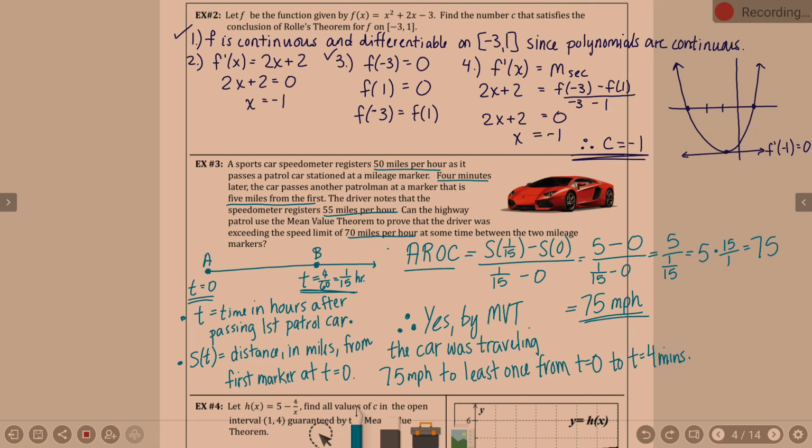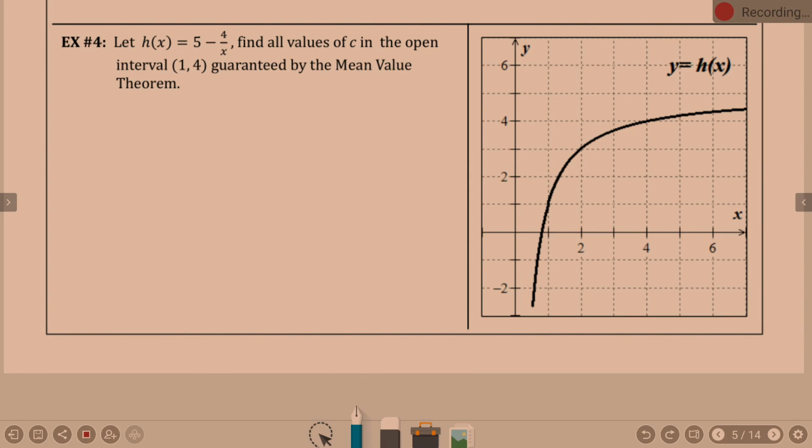Now, did you maybe have an idea of it first off, and just not realize it's an actual theorem? Very possibly. So, okay, you ready for 4? Let h of x equal 5 minus 4 over x. Find all values of c in the open interval 1 to 4 guaranteed by the mean value theorem.